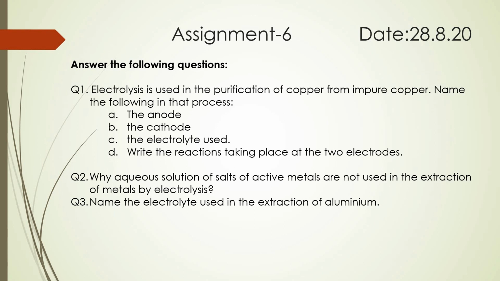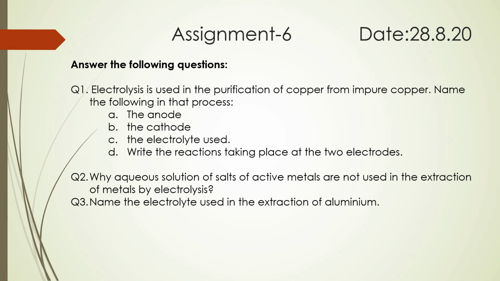This much for today, boys. Based on today's class, you have your assignment number 6, which contains 3 questions. Number 1, electrolysis is used in the purification of copper from impure copper. Name the following in that process. Number A, the anode. Number B, you have to name the cathode. Number C, the electrolyte used. Number D, write the reactions taking place at the 2 electrodes. That means you have to write reaction taking place at the cathode as well as at the anode.